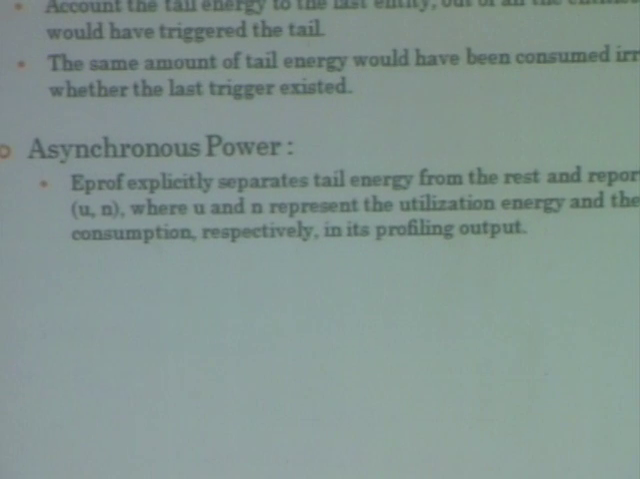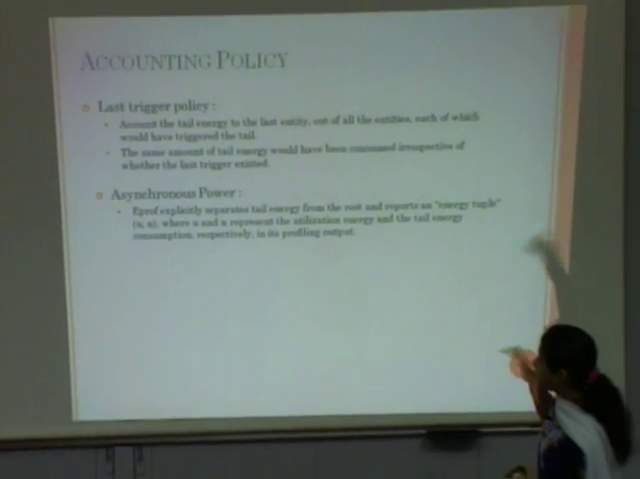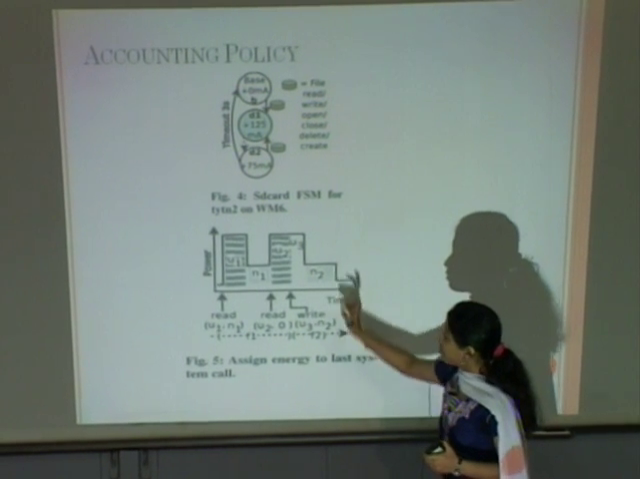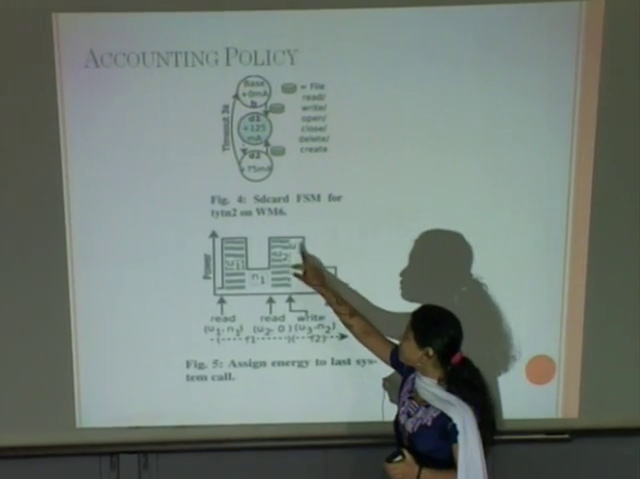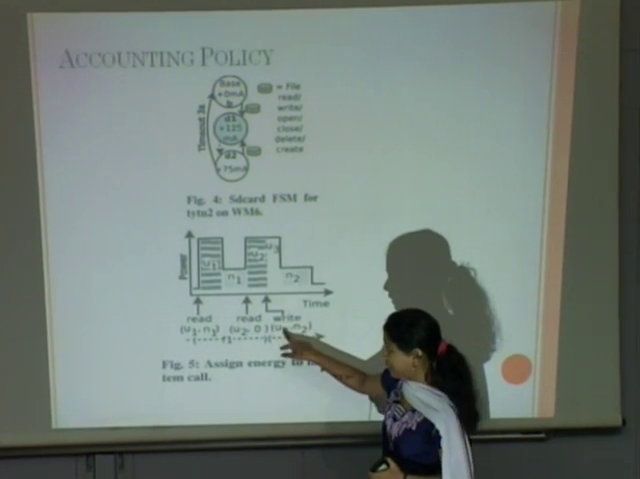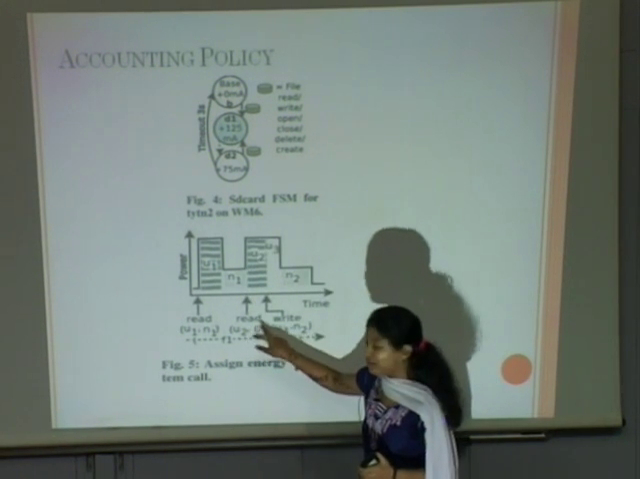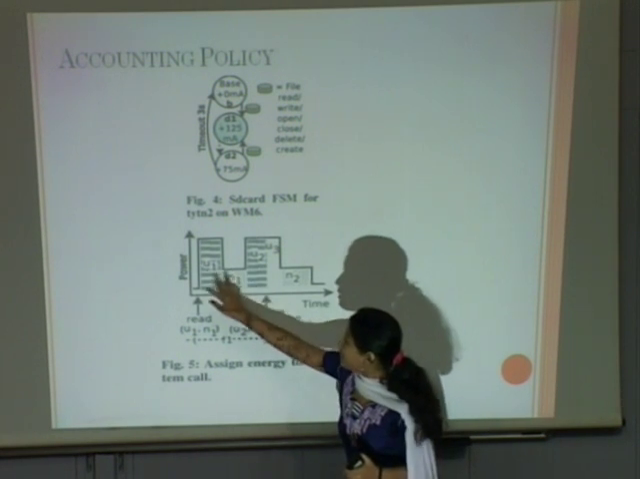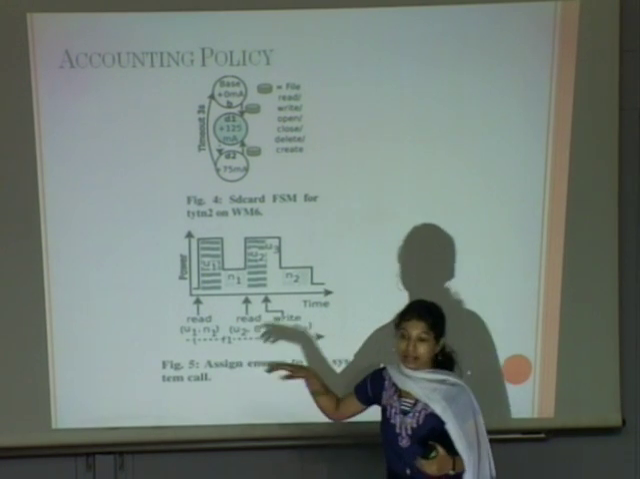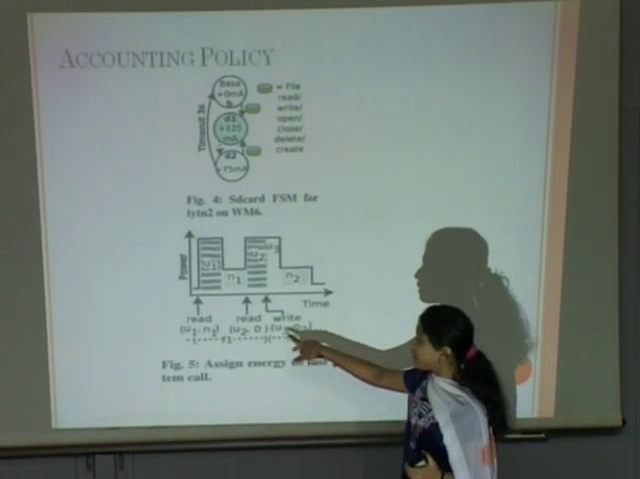For the write system call, as we are using a last trigger policy, what happens is that the tail energy which is there, we add it to the last entity which was using that device. So we see the N2 tail energy, and we associate it to the last entity which is used. So we'll associate N2 to U3. Then we see that again the device is in the high power state, so it has 0 tail energy. Then again we see that tail energy is there, so we associate it to the previous entity. Therefore we can put the energy tuples: U1 comma N1, U2 comma 0 and U3 comma N2.